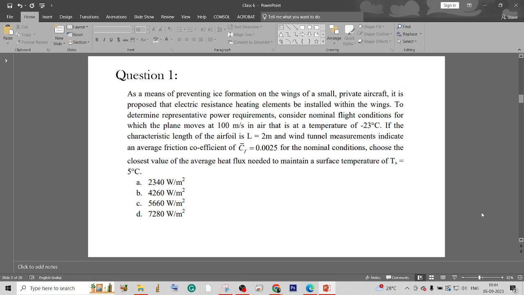This is very easy. You don't need to consider even the plate. Here the average friction coefficient is given, so from that you can back calculate the other values.